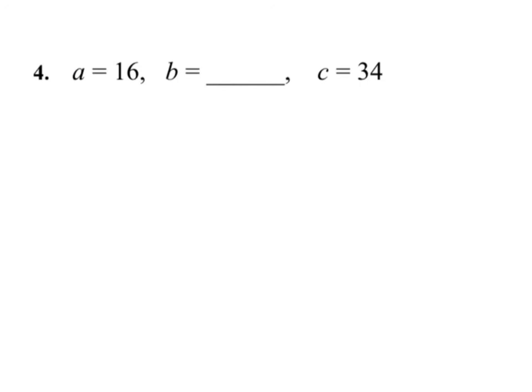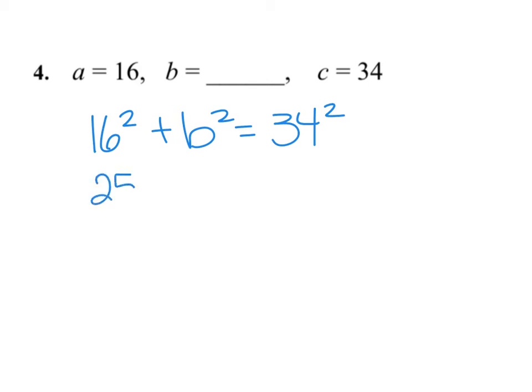All right, one last one. We're missing the B, so we're going to plug it in again. 16 squared plus B squared is equal to 34 squared. So 256 plus B squared is equal to 34 squared. You have 1,156. And again, we just need to isolate that variable.